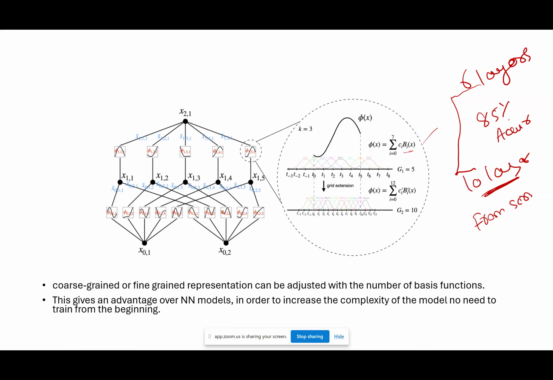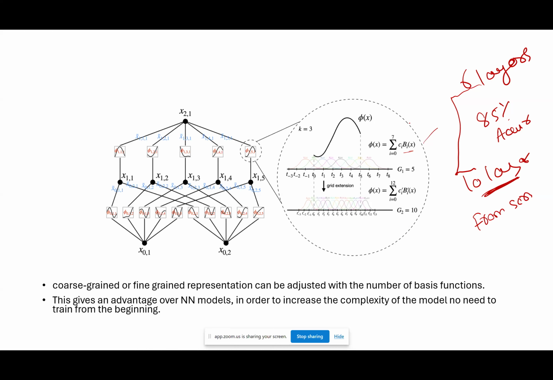But here what they say is that you don't have to train it from scratch. You just have to increase the grid extension from 7 to 12. So in this way you are increasing the complexity. Initially you train with the 7 bins, and you just have to do a little bit of optimization to adjust these control points, and you can increase the complexity and start training from there. So in this way, adapting the complexity in KAN is easier than in a neural network. That's what I understood. And that is why maybe it is also better for continual learning, I guess.